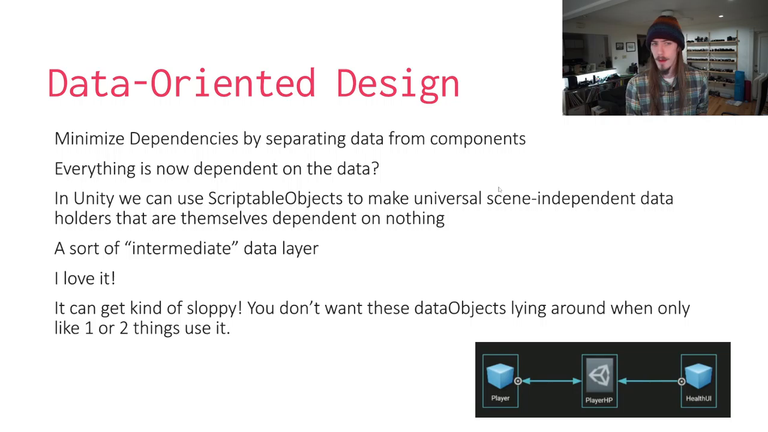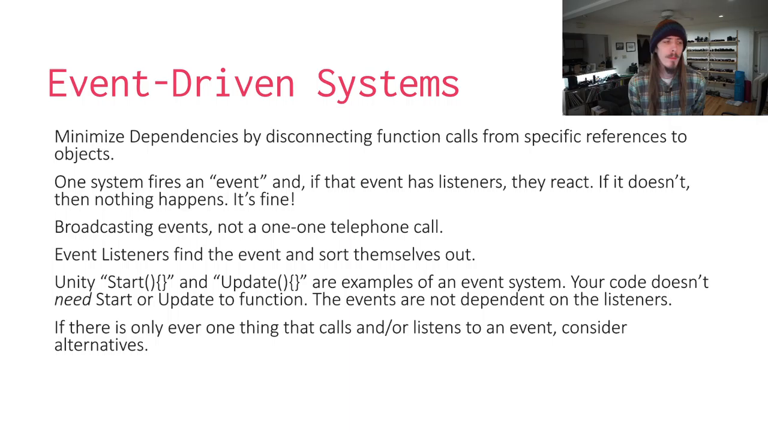Event systems. Minimize dependencies by disconnecting a function call, like, hey, controller, public move, or whatever. We disconnect that from a specific reference to it. So previously I had the example of a game manager being told when the game ended. If we could make it so that you could call that, hey, the level's over function from anywhere, then we can clean up our code. And we could do that with an event, which allows these function calls to be universal without having a dependency associated with them.